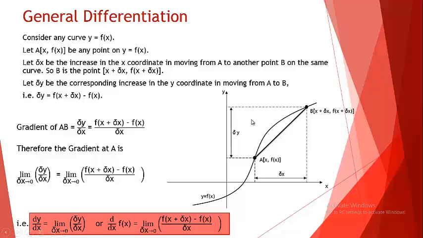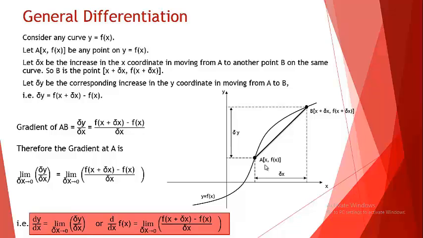So if you look at this diagram, AB is any chord such that A has x comma f of x and B has x plus delta x and f of x plus delta x. Delta x is the increment in the x coordinate and delta y is the corresponding increment in the y coordinate. So the gradient of AB equals the increase in y over increase in x, which equals delta y over delta x. So delta y over delta x equals f of x plus delta x take away f of x over delta x.